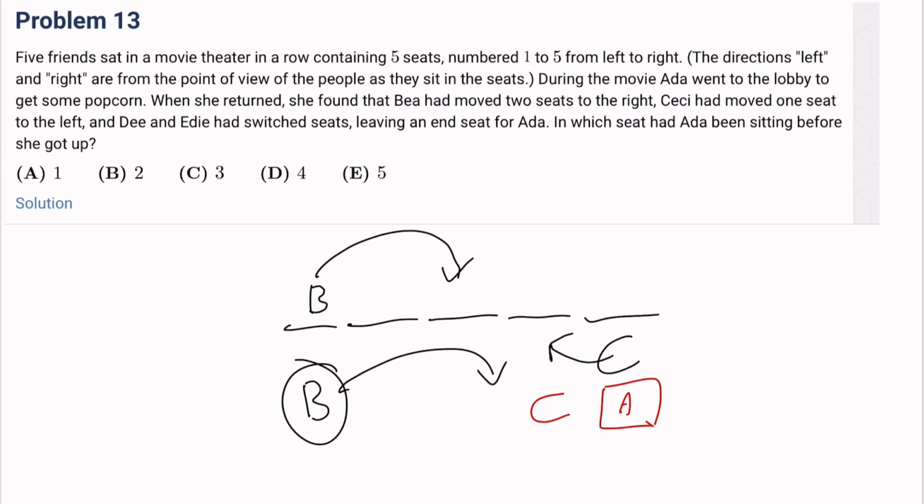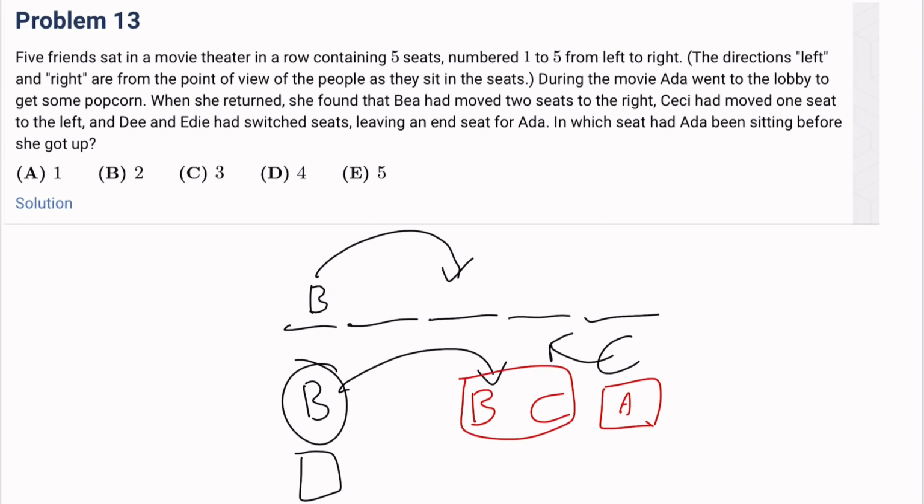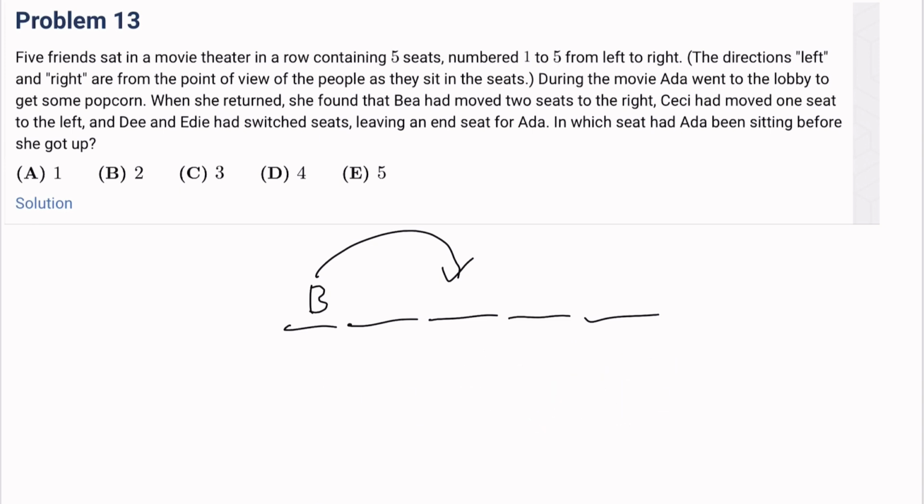And so this seat is also being left, and that means that B is going to come here, and D and Eddie switched seats, right? And so D and E are somewhere between here, but that can't be possible because they have no space to switch seats, because both B and Ceci are in 2 of those 3 spots. So we conclude that this is not possible.